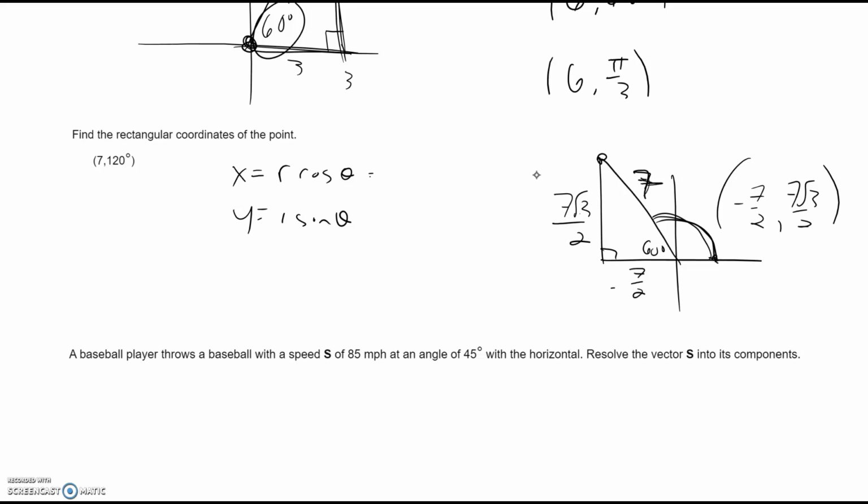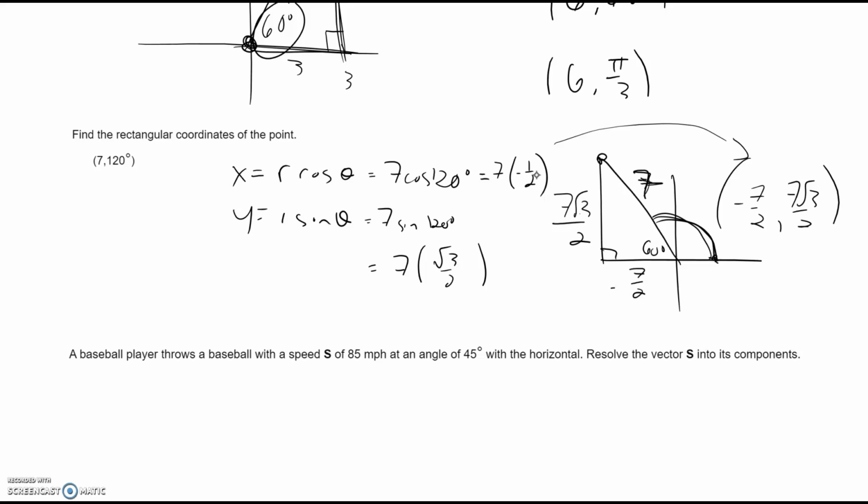Or you do it this way, x is 7 times the cosine of 120. The cosine of 60 is a half. 7 times, and we're in quadrant 2, so 7 times negative 1/2, right, which gets you to that place. And then same thing here, 7 times the sine of 120 degrees. We're in quadrant 2, so it's positive. That's root 3 over 2, and that gives you the 7 root 3 over 2 number. So either one of those methods will work just fine.